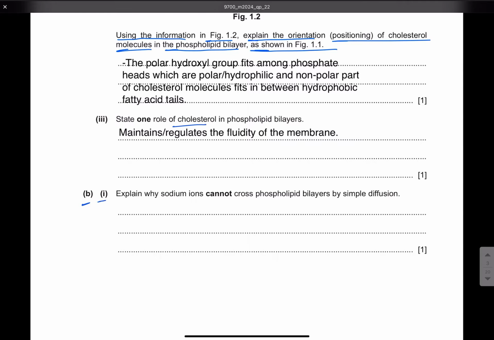B part 1. Explain why sodium ions cannot cross phospholipid bilayers by simple diffusion. So guys, over here they are asking that why sodium ions cannot flow through the phospholipid bilayers by simple diffusion. That's because sodium ions are charged, and you all know that charged particles are repelled by the hydrophobic fatty acid tails in the phospholipid bilayer. That's why ions cannot flow by simple diffusion.